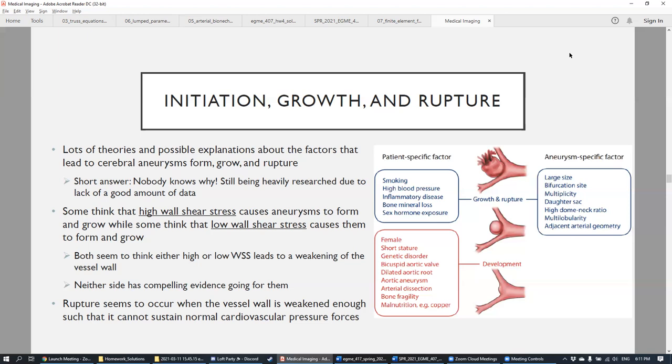But I think what they can both agree on is that no matter how an aneurysm starts, it's going to rupture when the vessel wall is weak enough to not be able to sustain the cardiovascular pressure forces, right? And so this is kind of the other scary thing about aneurysms, that we don't really know how they start and how they grow. Hopefully the medical community will be able to answer this in the coming years. And probably engineers will be a big help with this too, because we can run simulations on these things, and maybe that can help us put some risk factors on these.